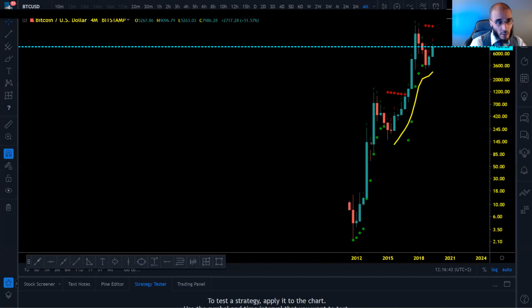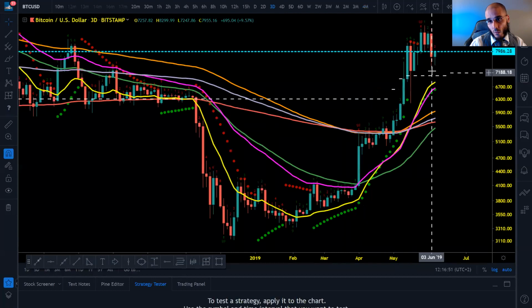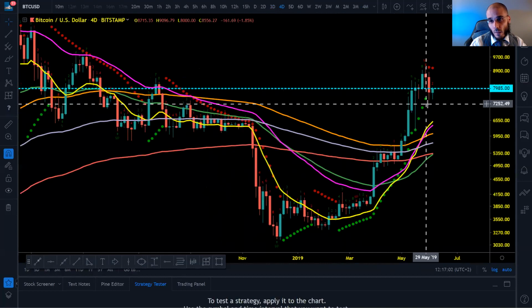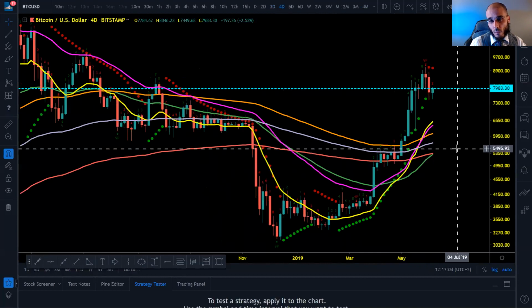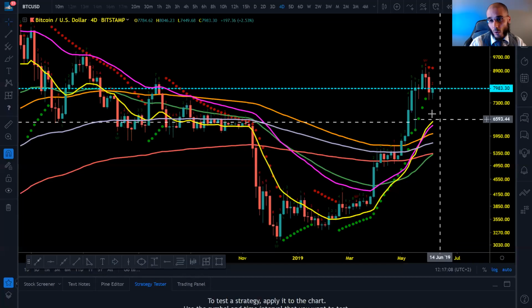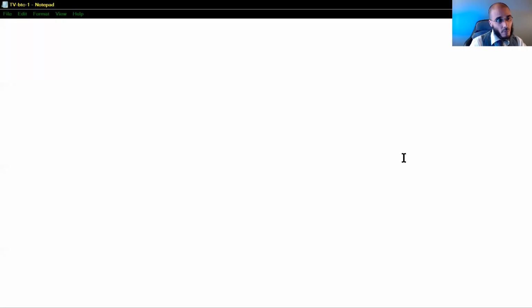Let's look at the 9s. First the 3-day 9. The 3-day 9 is 1, 2, 3, 4. It's on the last candle, candle number 4. Then let's look at the 4-day chart. The 9 is on a 2 candle correction, so we could expect 2 more candles of correction according to the 4-day chart.